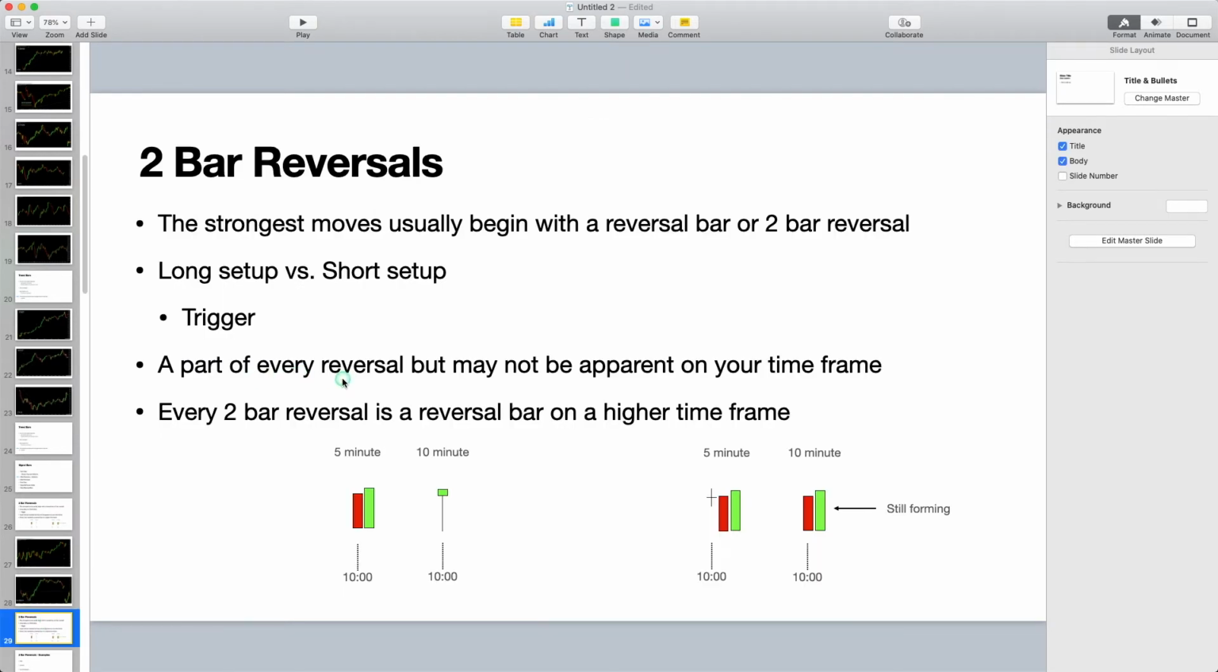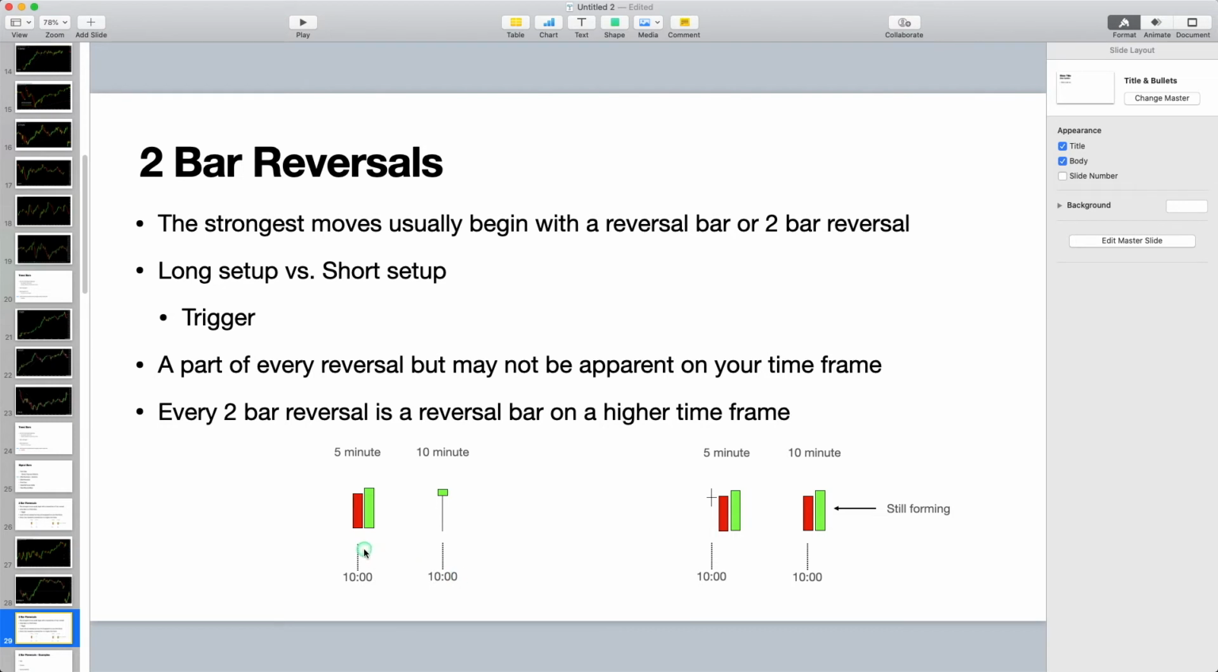So a 2-bar reversal is a part of every reversal, but it may not be apparent on our time frame. And every 2-bar reversal is a reversal bar on a higher time frame, and every reversal bar is a 2-bar reversal on a lower time frame. So you can see here we have a reversal bar on the 10-minute chart. If you look at the 5-minute chart, you'll see a bear breakout and a bull breakout. You'll see the 2-bar reversal. But on the 5-minute chart, if you see a 2-bar reversal, it's not necessarily true that if you go to the 10-minute chart, you'll see a reversal bar, because it depends on the timing of the bars.